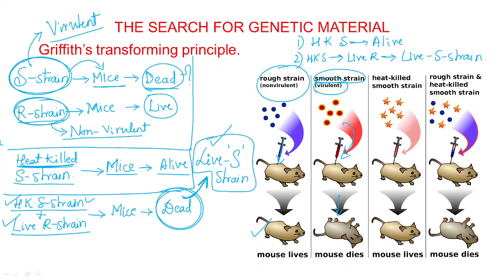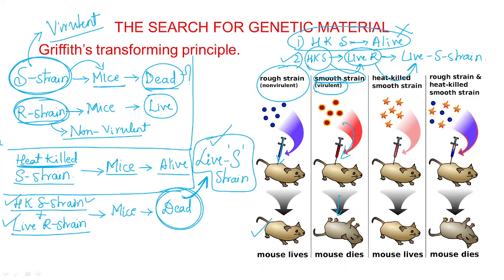But in the first one, see here, heat killed S strain, will they become alive again? No, not at all possible, because dead organisms cannot become alive again. That is why this possibility went wrong. But the second possibility is there. That means heat killed S strain bacteria have given something to the live R strain bacteria and made them undergo the transformation into what? Live S strain.